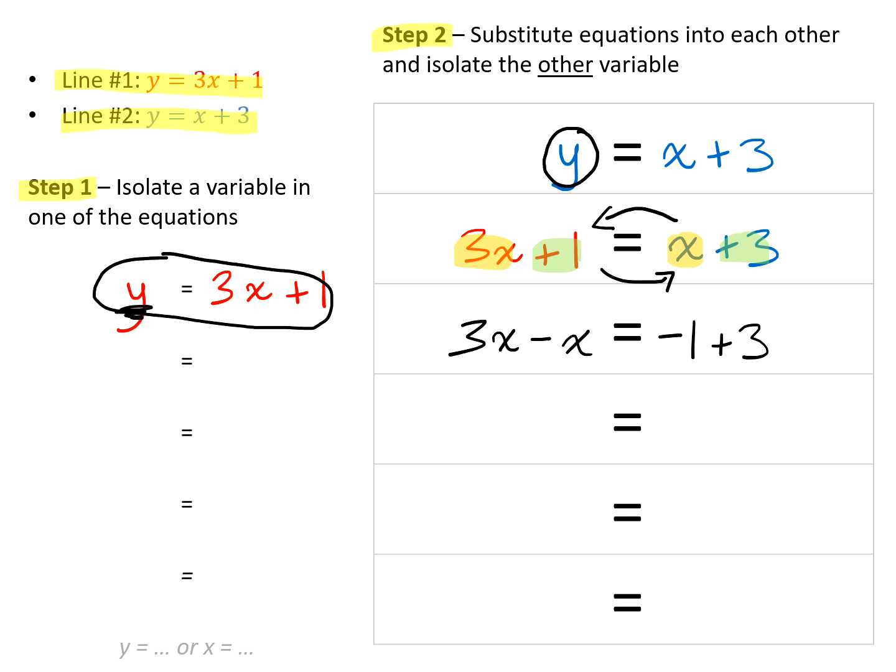We can simplify this. 3x minus x becomes 2x, and negative 1 plus 3 becomes 2. To isolate x, we need to divide both sides by 2. These 2's are going to cancel out. Therefore, x is equal to just 1.